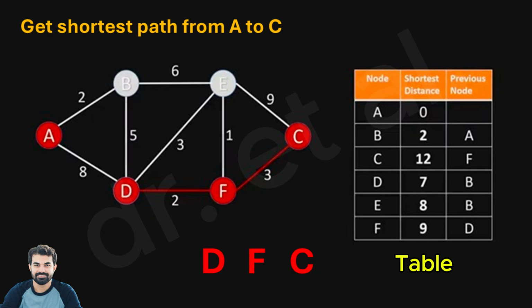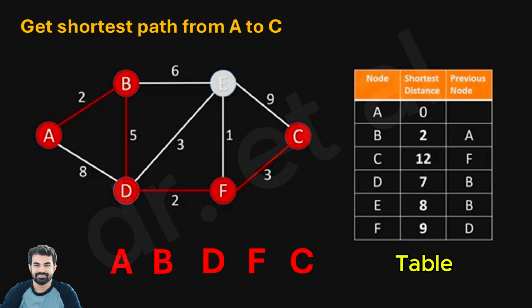We continue tracing the path backward from B, we mark the edge from B to D. Then we look at node B in the table and see that its previous node is A. Finally, we mark the edge from A to B, completing the reconstruction of the shortest path from A to C. The path is A, B, D, F, C.